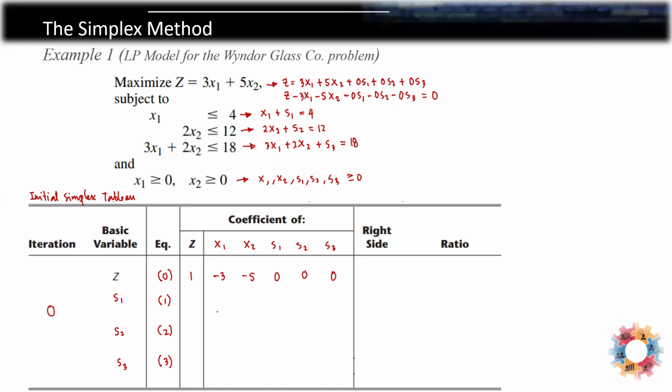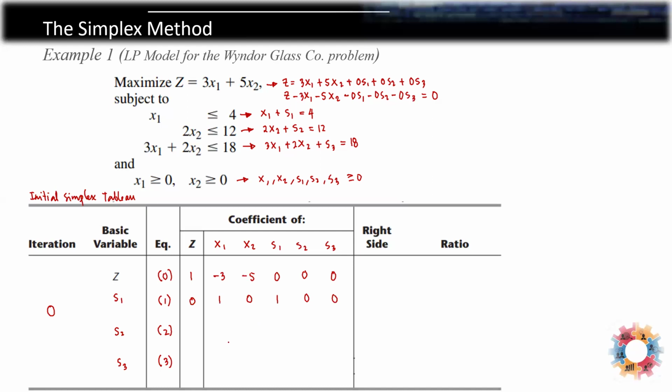Second, or our first functional constraint, the equation corresponding to the first functional constraint, the coefficient of Z is 0 because there is no Z variable there, right? Then the coefficient of x1 is 1. Coefficient of x2 is 0, no x2 there. Coefficient of S1 is 1. Coefficient of S2 is 0. Coefficient of S3 is 0.